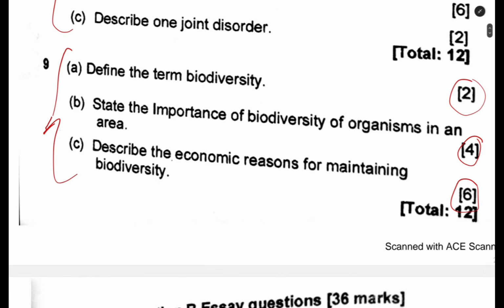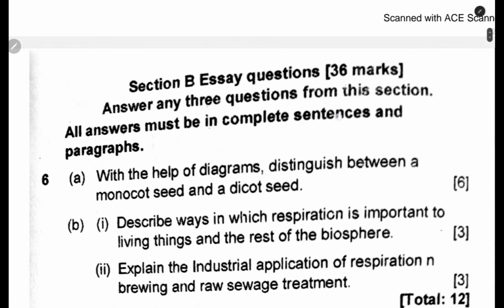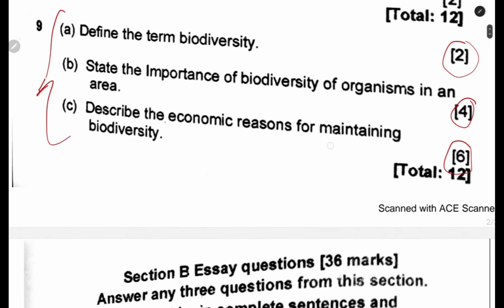And this is one of the topics that you get marks for free, because some of the things that you write are just general knowledge, more especially this one, economic reason for maintaining biodiversity. Okay, if you do, this one is easy. Okay, so biodiversity, one of the topics that you should look at.